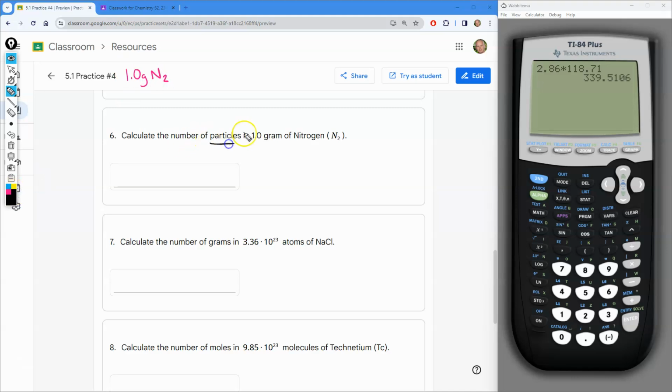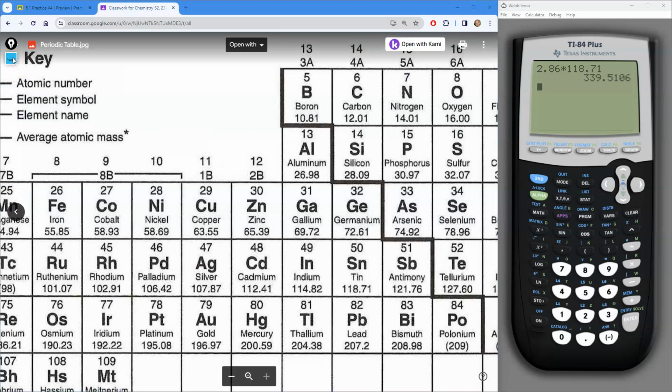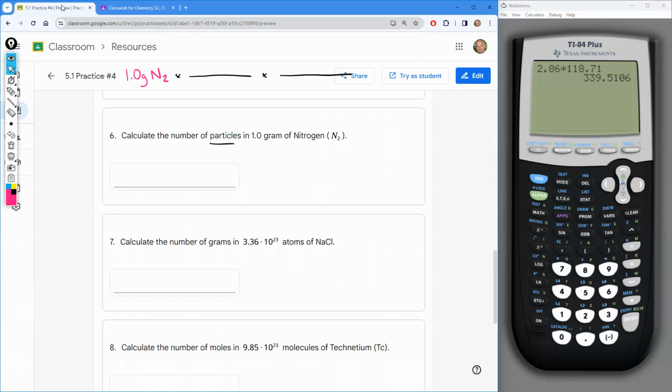And we're going to particles, so we're going to need 2 steps here. Remember, there's no direct way to go from grams to particles or particles to grams. We always have to convert to moles first. So nitrogen is 14.01, but it's N2, so we are going to have to double that. So instead of 14.01, it'll be 28.02 grams of nitrogen. That's how many grams are in 1 mole. So our grams of nitrogen will cancel out.